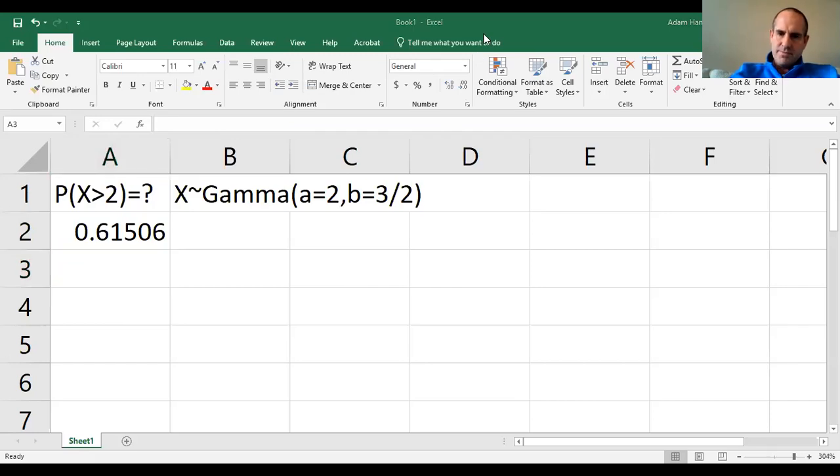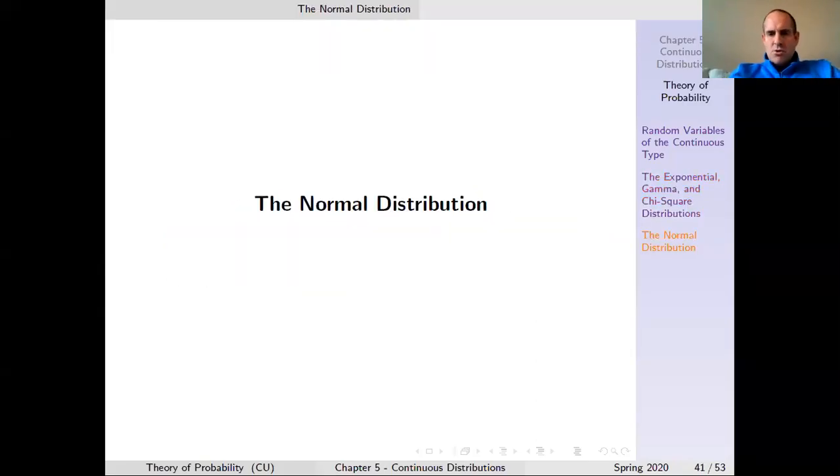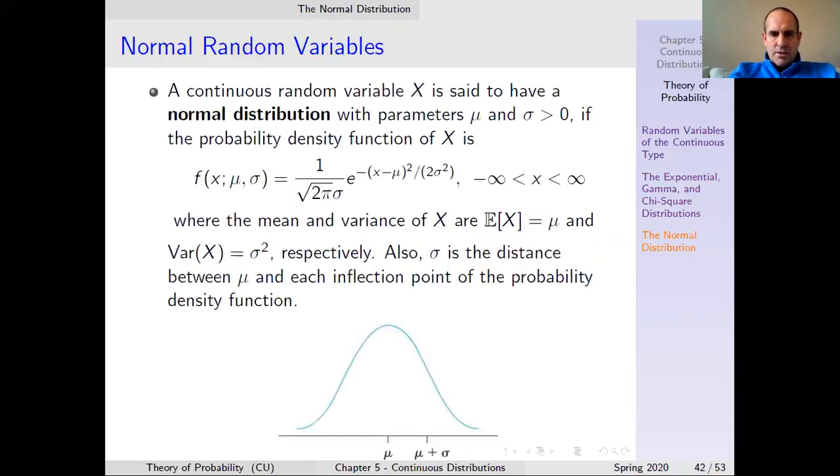Okay, so enough of that. Let's go back to the presentation here. And we are at the normal distribution. Yeehaw. Here we go.